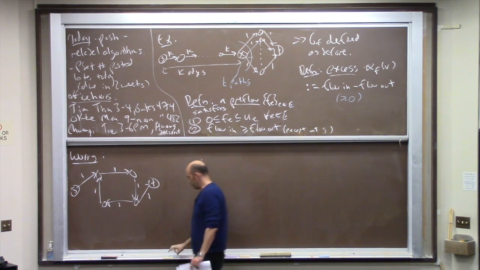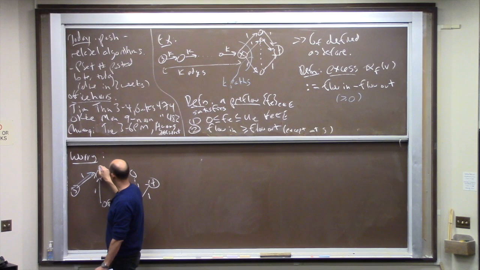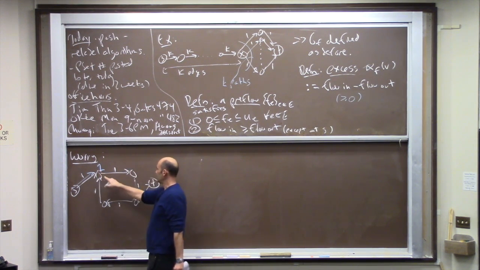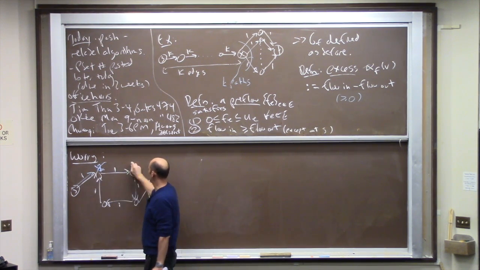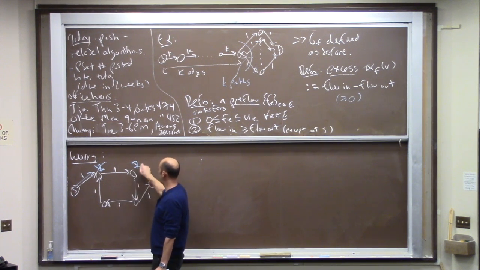So, if you push some flow here and you get an excess of 1 here, you can then push on this edge. That just moves the excess over here. You can push on this edge. That moves the excess down here.